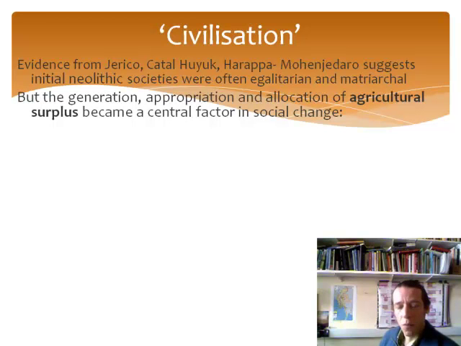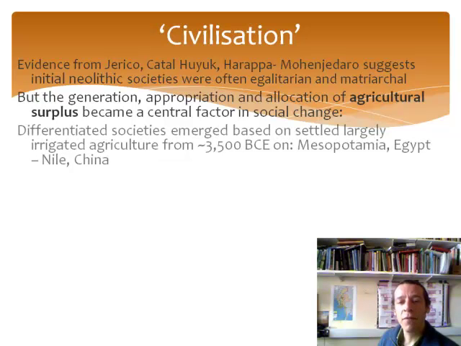Gradually, the agricultural surplus, the surplus food which people didn't need in their family to eat, became a central issue in society. Taxation emerged, or the appropriation or the voluntary donation of that agricultural surplus could pay for people not to farm. It allowed people to live off the land, but not to feed themselves. So that led to a differentiation in society.